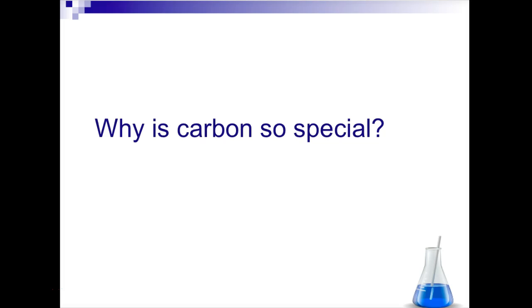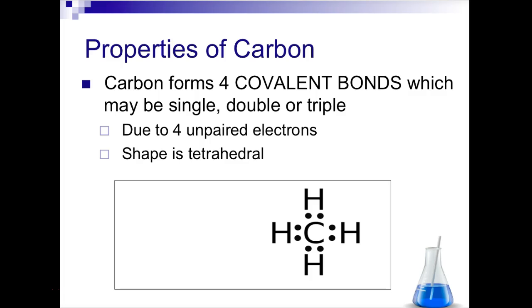All right, so why is carbon so special? Carbon is so special because it has specific properties. The specific properties are that it can form 4 covalent bonds, which may be single, double, or triply bonded. This is due to the fact that it has 4 unpaired electrons. So when you look at the electron dot structure of carbon, it has 4 dots around it, which are unpaired. So it's looking to bond covalently, which means it's going to share those electrons with those 4 electrons to give it 8. And it's going to have a tetrahedral shape.